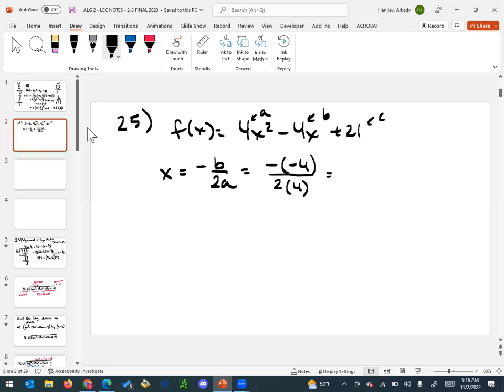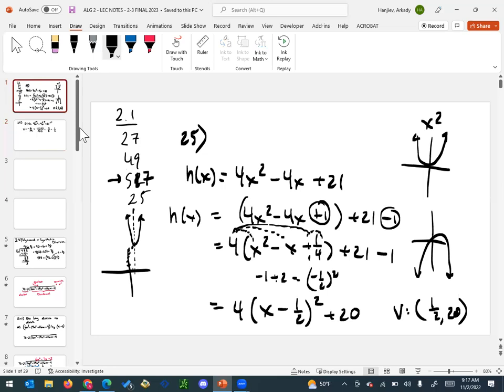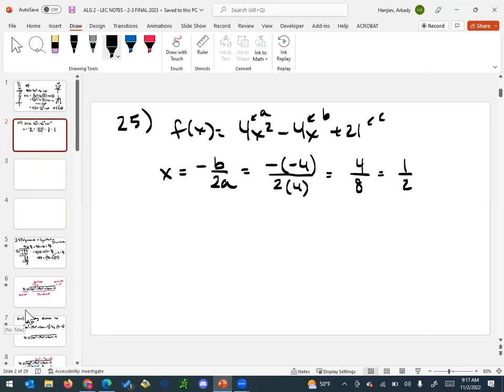Yeah, I think I did. Let's see, that becomes a +4 on top, 8 on the bottom, and I get, voila, the exact same answer that I got right here for the vertex. Are we good? First way, second way, which one do you guys want to do? Yeah. So when you use the short way and find the x value of the vertex, you have to plug it in to find the y value.